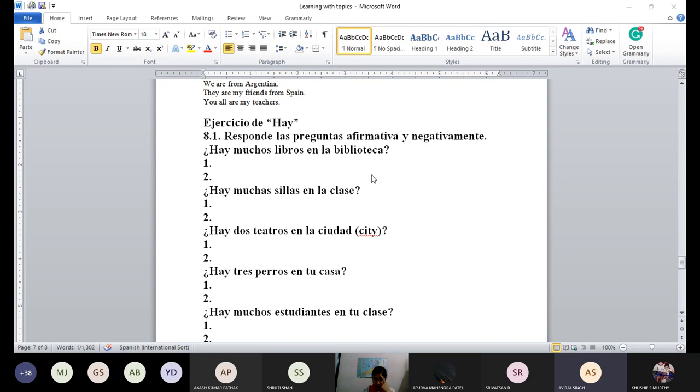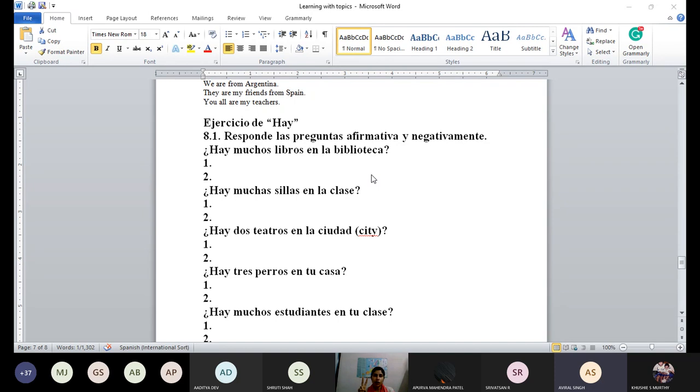Can I explain the no part again? Okay. So hay muchos libros en la biblioteca. You know the answer in sí. And when it comes to no, we generally say no and then we repeat the sentence. No, there are not many books in the library. So we have said no twice. The first no, which was a plain no, then comma, no hay muchos libros en la biblioteca.